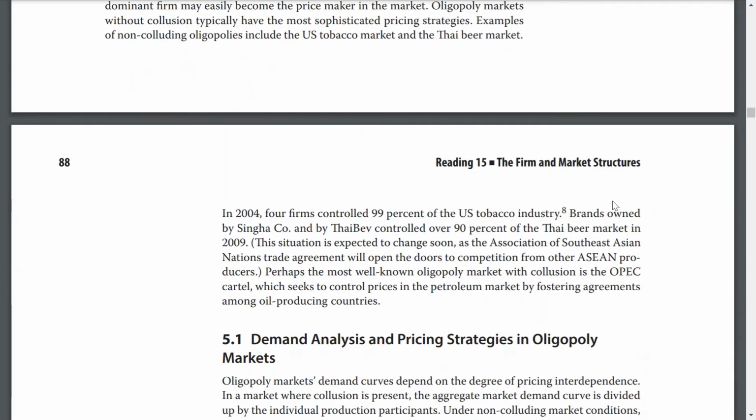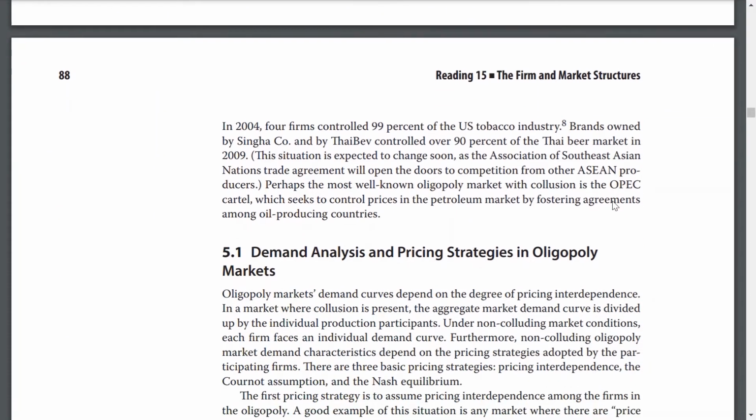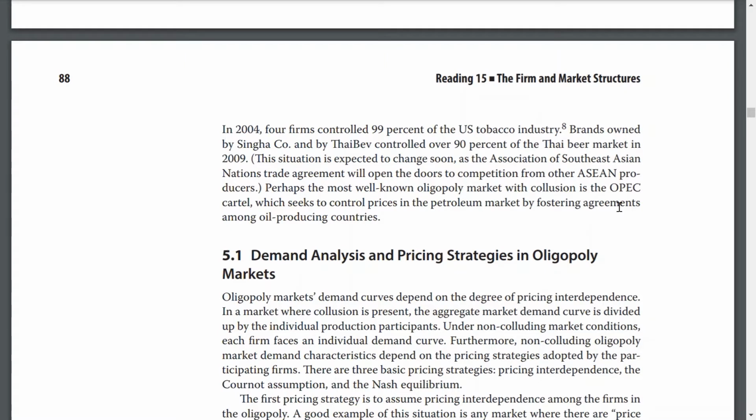In 2004, four firms controlled 99% of the U.S. tobacco industry, and in 2009 the Thai Bev controlled over 90% of the Thai beer market. This situation is expected to change soon, as the Association of Southeast Asian Nations trade agreement will open doors to competition from other ASEAN producers. Perhaps the most well-known oligopoly market with collusion is the OPEC cartel, which seeks to control prices of the petroleum market by fostering agreements among oil-producing countries.